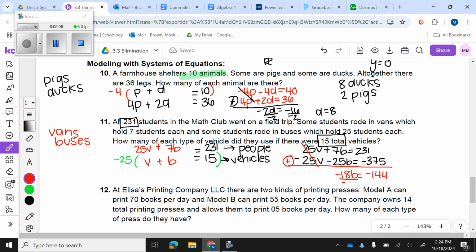Divide both sides by a negative 18, and I'm going to get v equals 8. So that tells me that there are 8 vans. Well, if there's 8 vans but a total of 15 vehicles, I can do 15 minus 8 to tell me that there's going to be 7 buses.